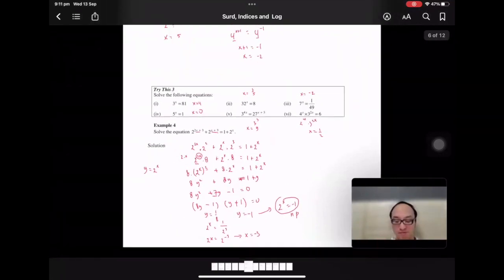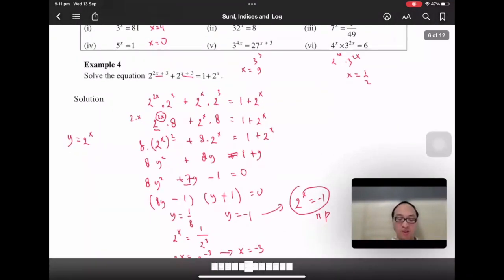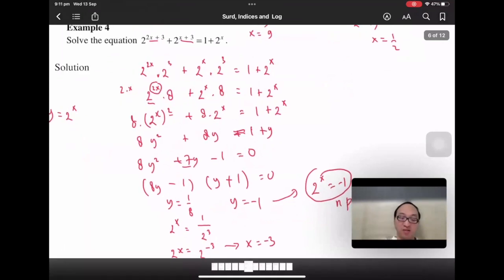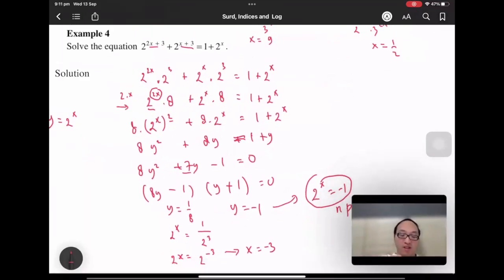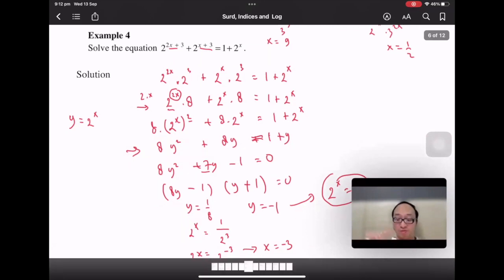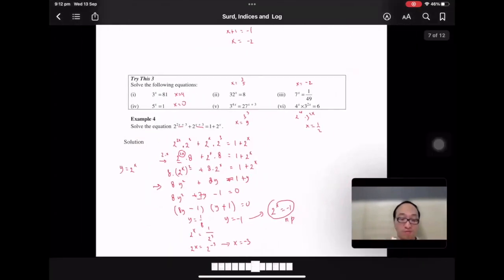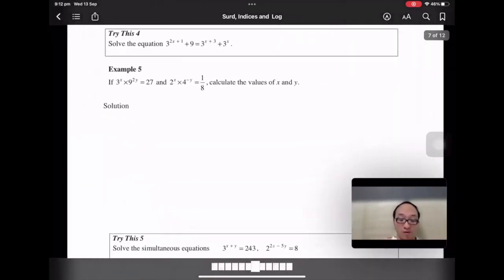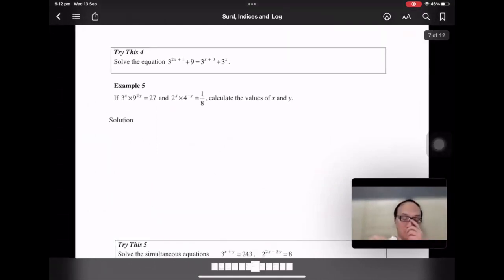You have to change the form into its multiplication and then change the 2 to the power of x with y, to simplify the expression into a quadratic expression. So it will be easier to solve. You can try this again for your activity, and then we can continue to example number 5.